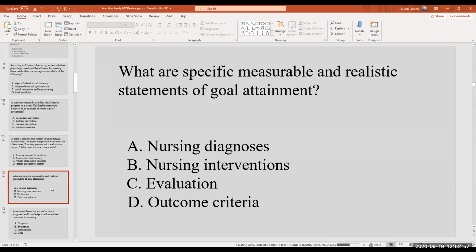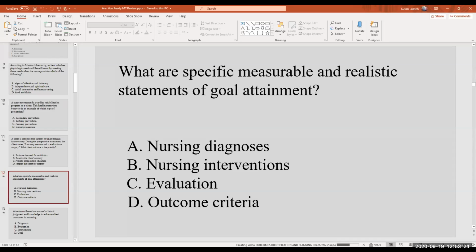What are specific, measurable, and realistic statements of goal attainment? D. The outcome criteria. Good. Okay, so these are the things that your goals need to have. When you put these goals into a statement on your care plan, it has to be measurable. How are we going to measure it?